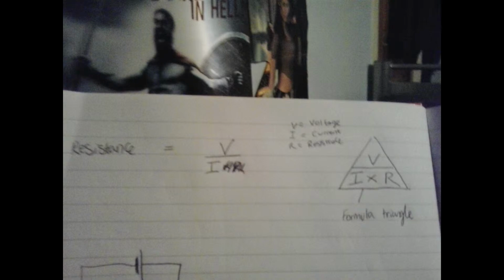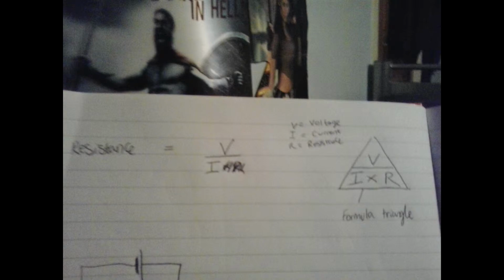In fact, if I'm given any two of these, I can work out the other one. All you do is cover up the one you want to work out. So if I want to work out current, I cover up I. I is a symbol we use for current. V and R are very obvious, voltage and resistance. If I'm given the voltage and the resistance, I can work out the current by covering up I, which is voltage divided by resistance.